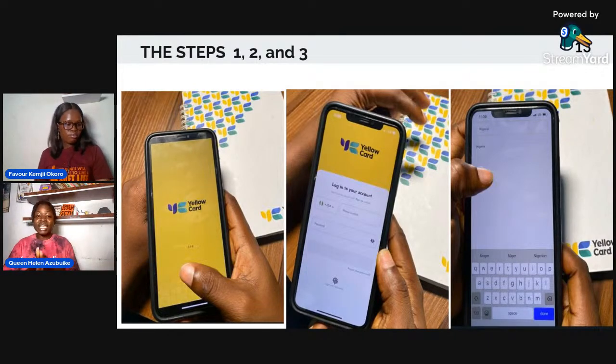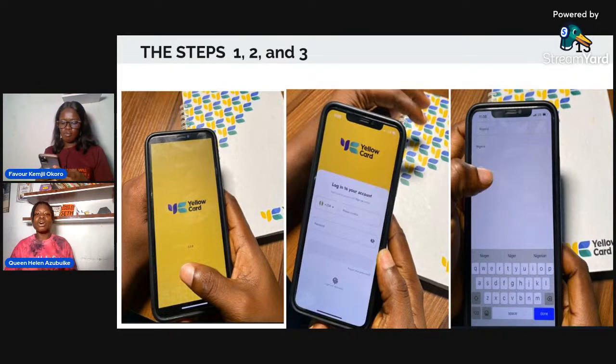Once you get in, you'll see buy, sell, deposit, withdraw. You can deposit anytime. You can decide to wake up in the middle of the night and utilize the app. You can withdraw your money anytime. There's no restriction. If you want to withdraw that 500 naira that you deposited, you can still withdraw it.